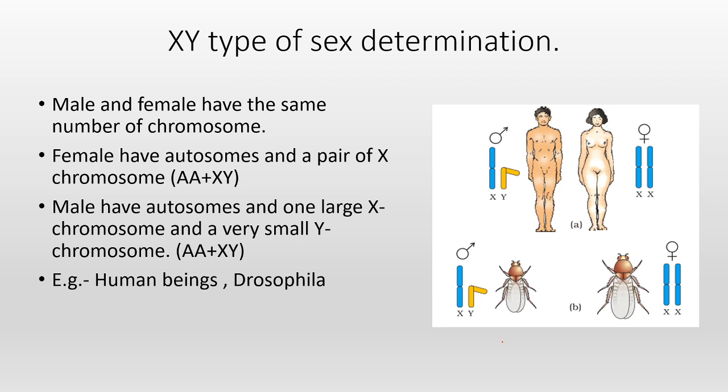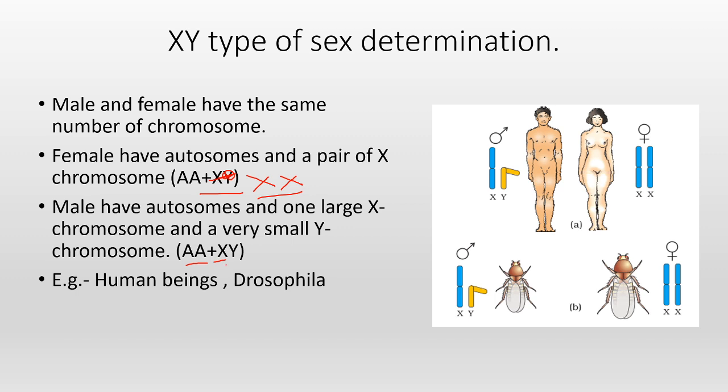The difference here is that the males have autosomes with an XY configuration of the sex chromosomes, right? I'm sorry, this is typed wrong. It is going to be XX for the female, but in case of male, you are going to have A and XY configuration. That is, you are going to have a larger X chromosome and a smaller Y chromosome.